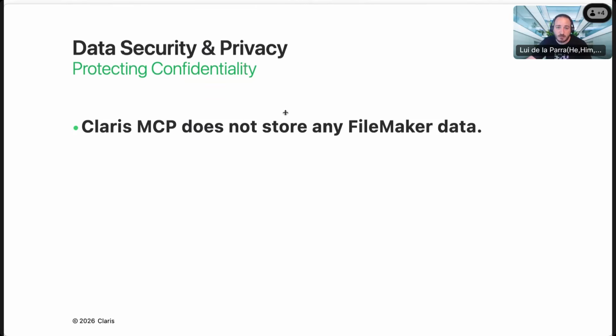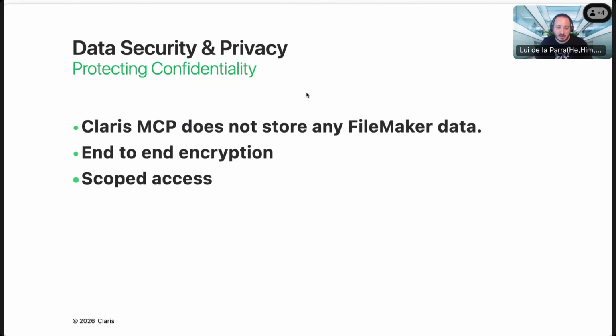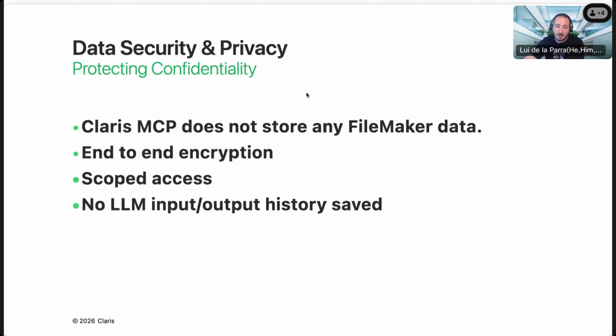Traffic is encrypted. Claris MCP does not store any of your FileMaker data. The traffic is encrypted end-to-end throughout Claris MCP. The access is scoped to the FileMaker permission model that you define, and no LLM input or output history is ever saved. Your data never leaves your control. It's privacy by design and not by promise.